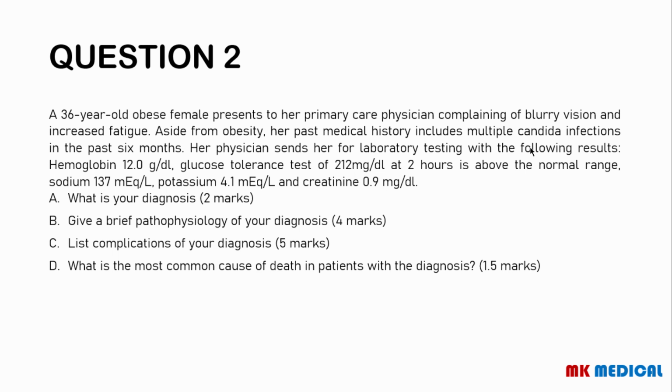And what could impair the immune system? Could it be that this person is HIV positive? Could it be that this person has a malignancy? Could it be that this person has diabetes? So let's move on and see what the question goes on to say.